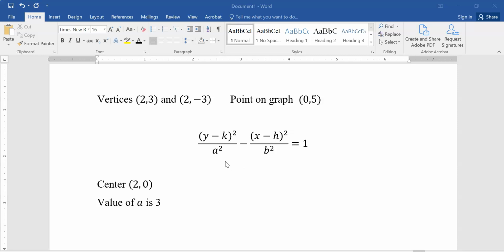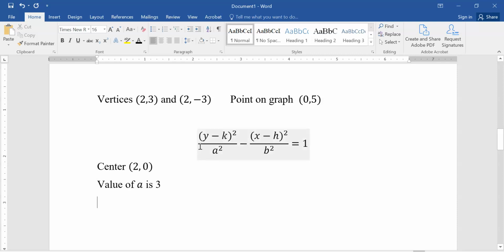By the way, notice that I wrote my equation with the positive component having y values in it because that is the number that's changing from the center. So obviously we went from 0 to 3 to get to my vertex in the y value position. Therefore, the positive component has to have y values in there, and the negative component would have the x values.